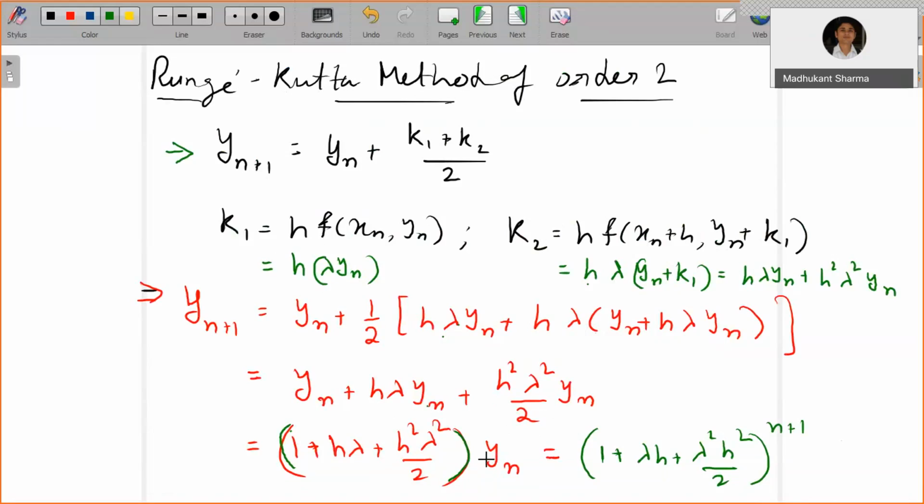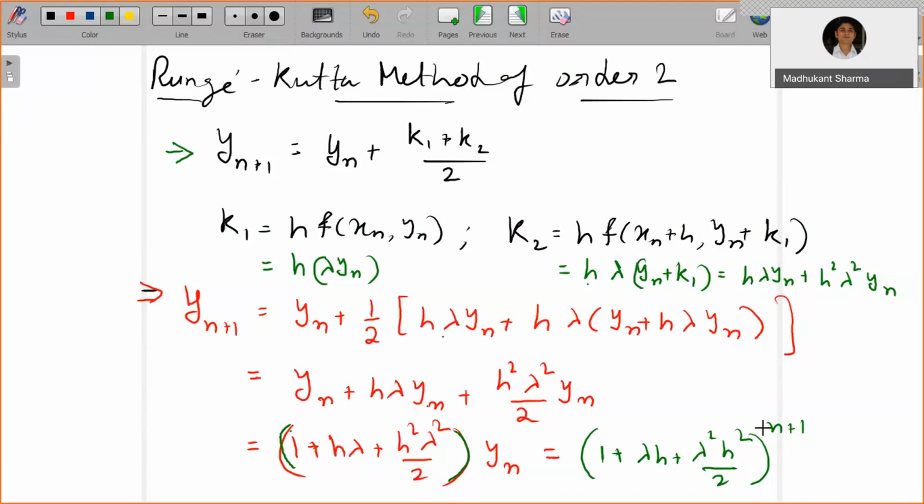Now similarly, as in the previous case we have done, we use the recurrence relation to reach down to y0. But the y0 value is 1. So in a similar fashion, the expression for yn plus 1 is going to be (1 plus lambda h plus lambda square h square by 2) to the power n plus 1. Right. So now we are going to look at the error in both cases.